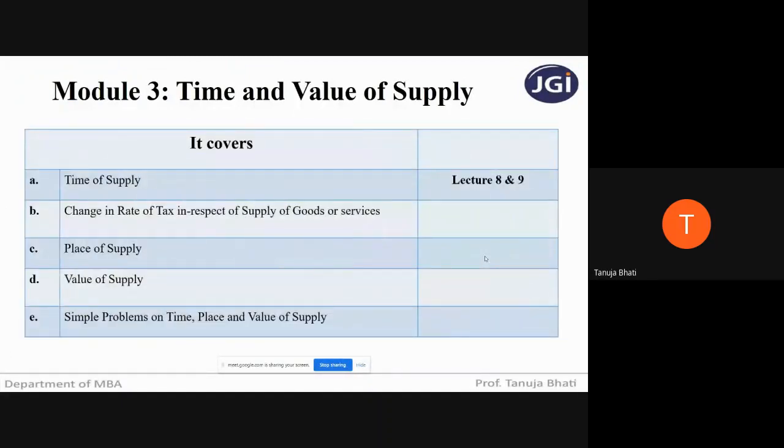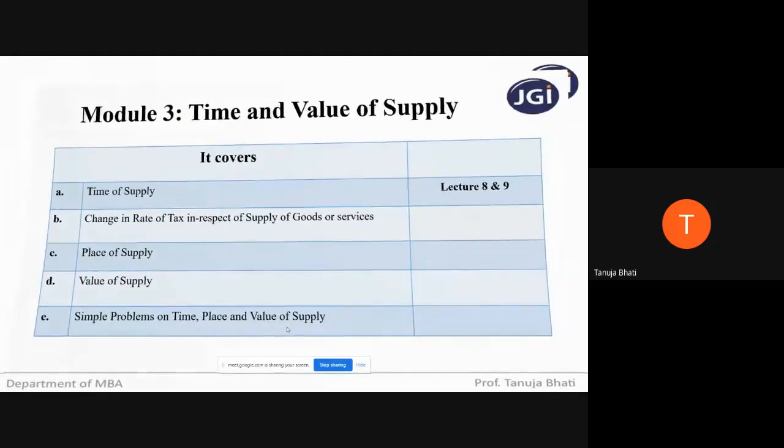Under this module, as we know, we have to see time of supply, which we have already covered in lecture number 8 and 9. And then we have to also see the change in the rate of tax in respect of supply of goods or services, place of supply, value of supply, and simple problems on time, place, and value of supply.